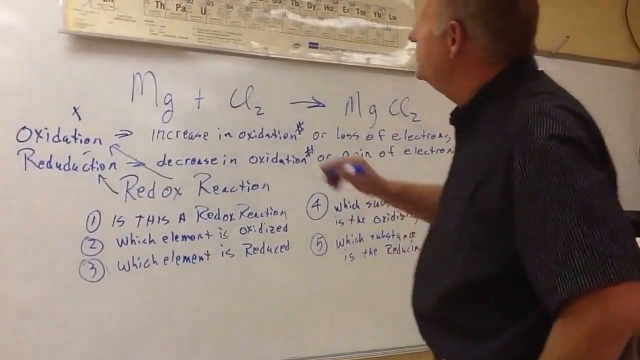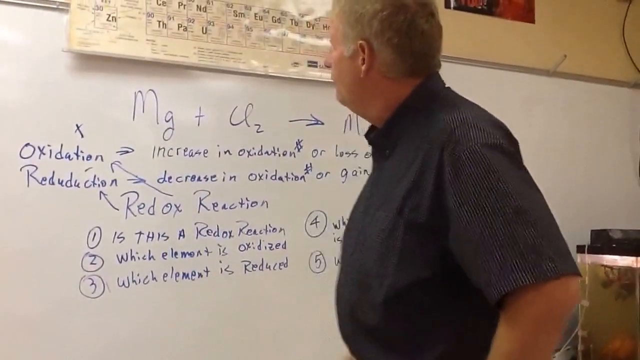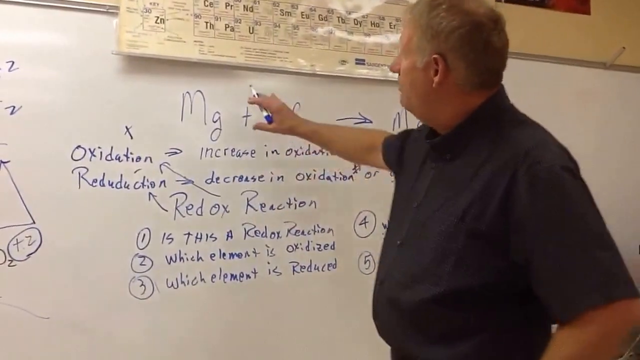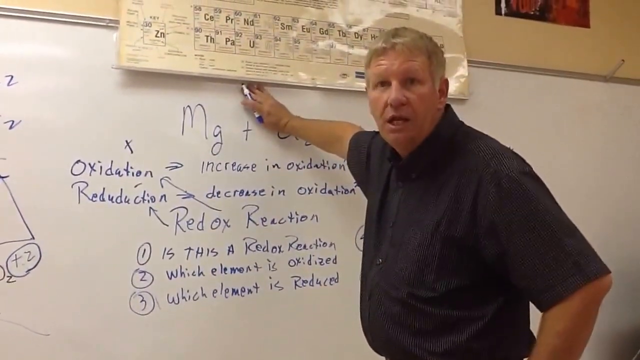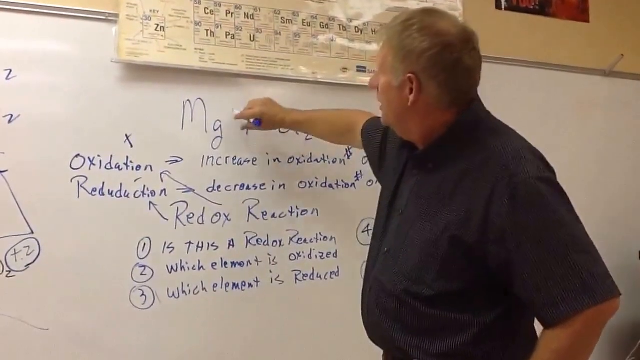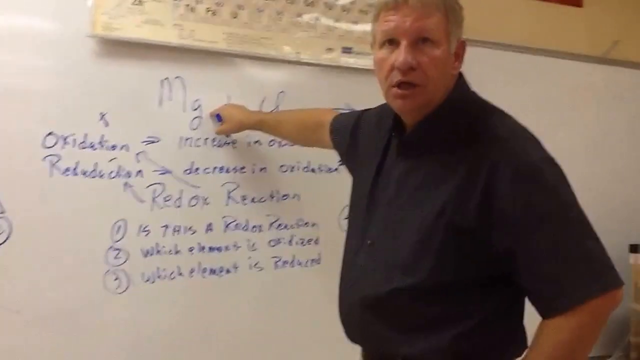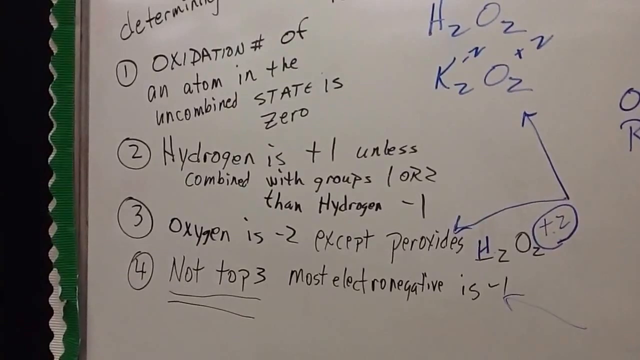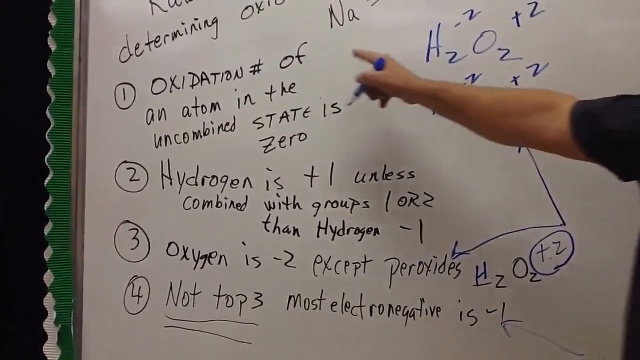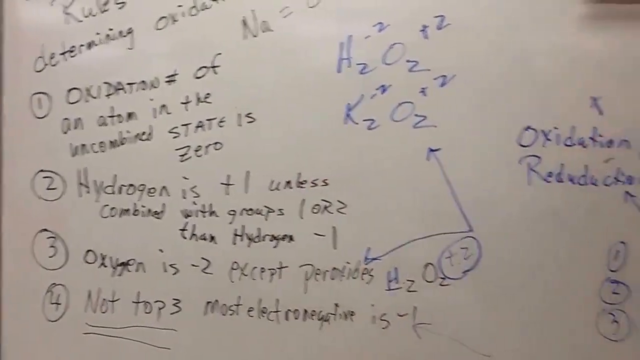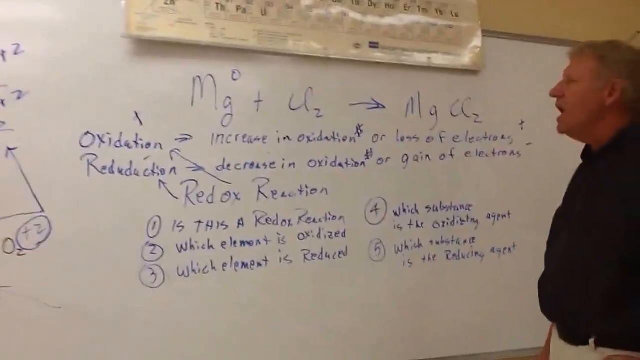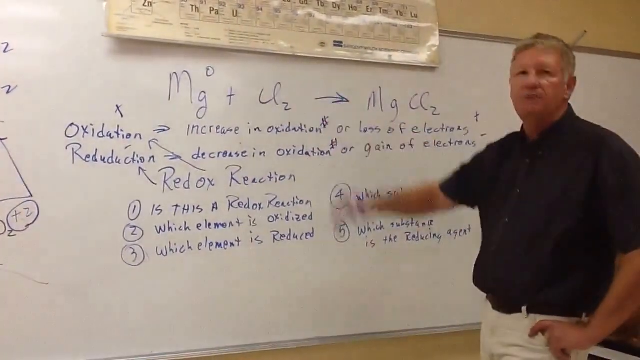So what is the oxidation number for magnesium? Remember I told you rule number 1, and I said this is the one you're going to forget. It doesn't have hydrogen, it doesn't have oxygen. It's one element by itself, but it doesn't say it's an ion. So what do we have here? The oxidation number of an atom in an uncombined state is 0. So the oxidation number for magnesium there is 0.